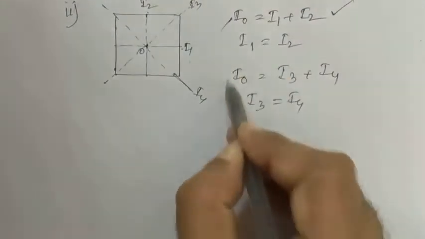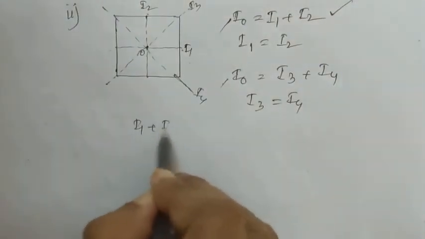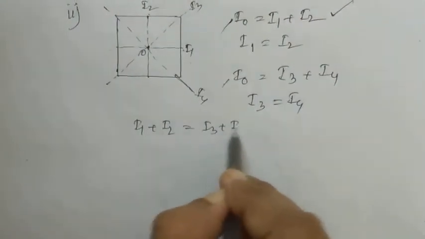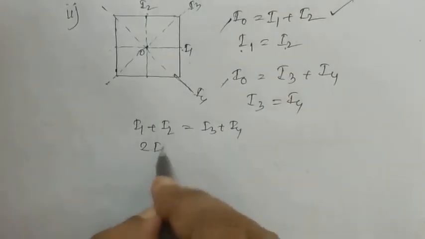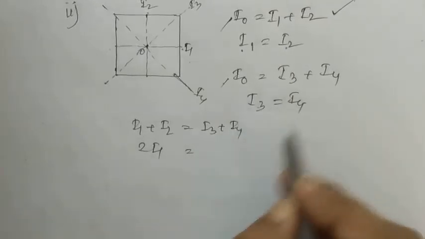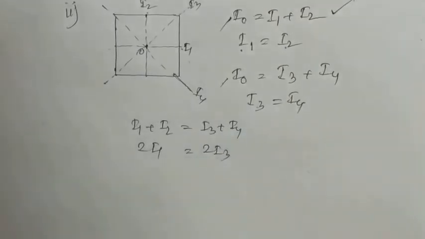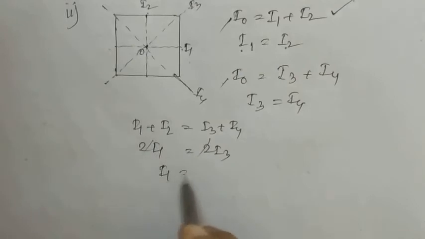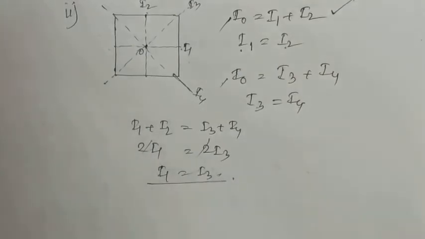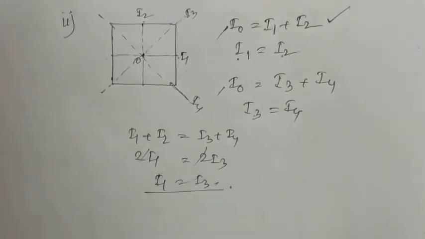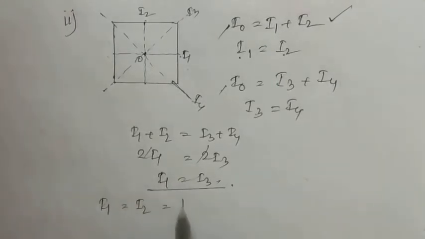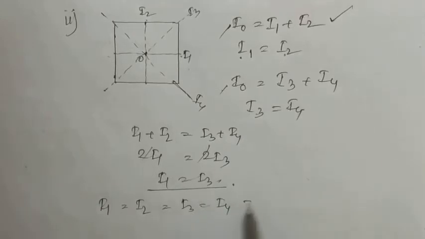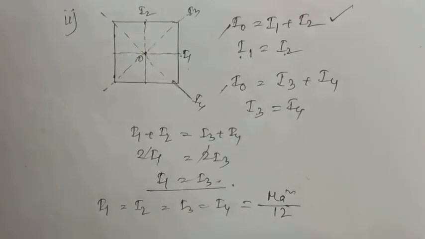Now as both are IO, we can write I1 plus I2 is equal to I3 plus I4. And as I1 is equal to I2, we can replace the left hand side by 2I1, and the right hand side, according to I3 is equal to I4, we can replace by 2I3. 2 gets cancelled, so I1 is equal to I3. Now we can write a general statement from this, that is I1 is equal to I2 is equal to I3 is equal to I4 is equal to Ma square by 12. All will be equal to Ma square by 12.